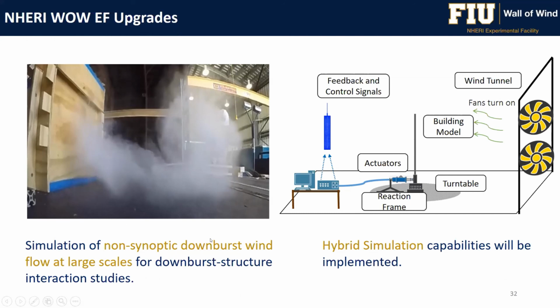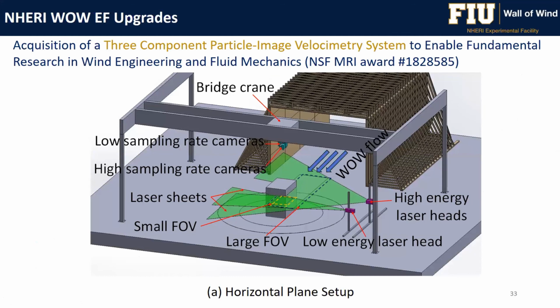Yes, so there is a simulation of the non-synoptic downburst wind flow at large scales for downburst structure interaction studies. And we have been working with Lehigh University and other NHERI partners in order to add hybrid simulation capabilities at the Wall of Wind. And the latest development, this is again ongoing: we received funding from NSF and an MRI grant to add a 3-component particle image velocimetry system in order to enable fundamental research in wind engineering and other disciplines and fluid mechanics.